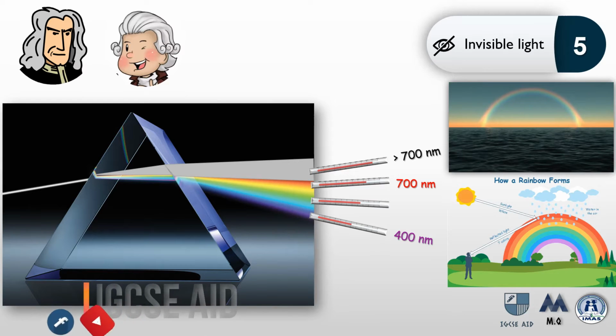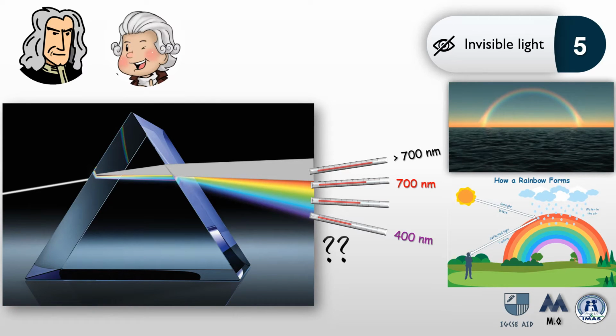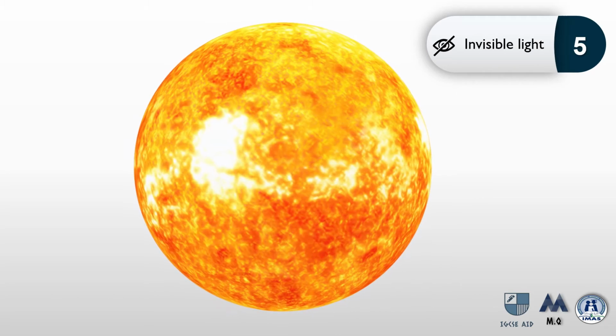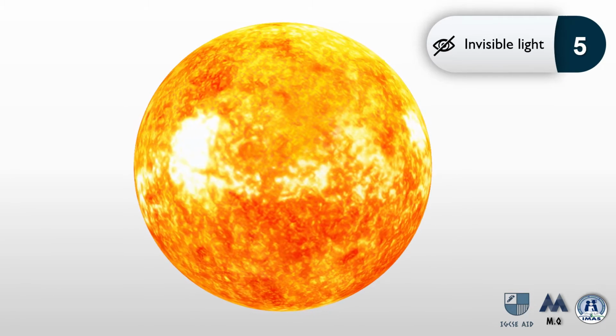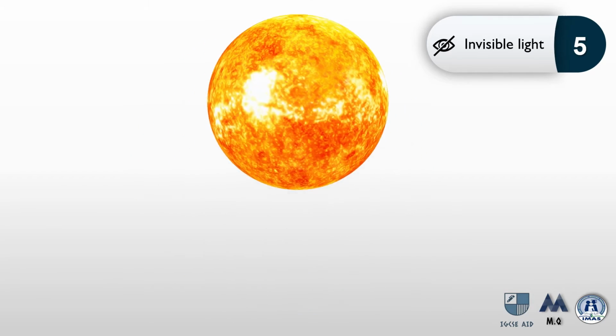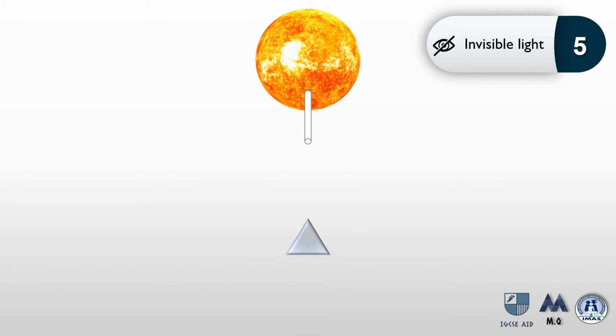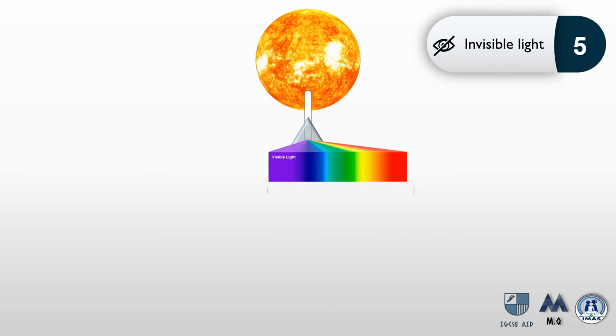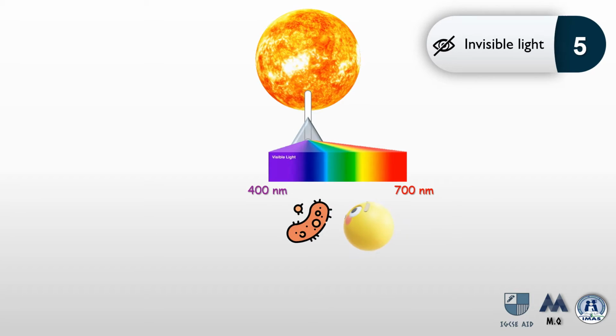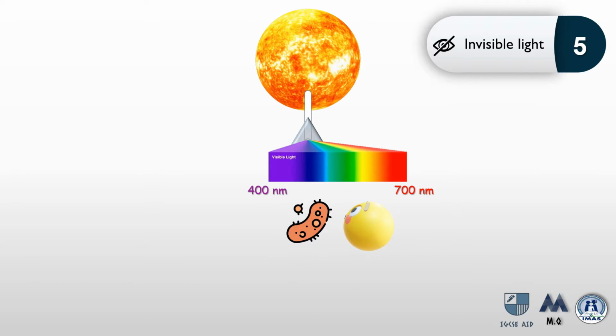From this discovery, another question arises, which is: is there light that has a wavelength below 400 nanometers? And it turns out there is. If we analyze the light coming from the sun, we would notice, of course, the visible portion of it, which is between 400 nanometers to 700 nanometers and about the same size as microorganisms, and luckily it's visible to us.